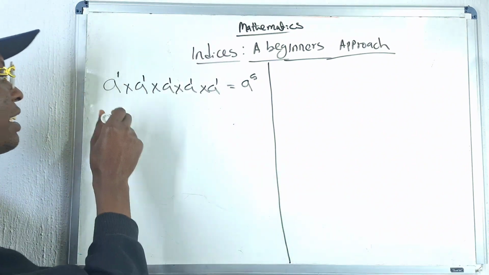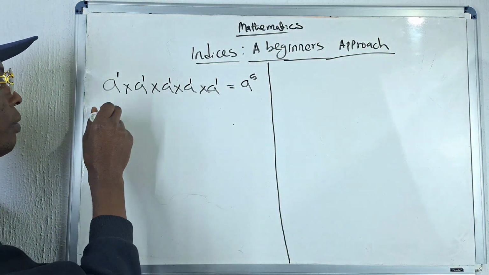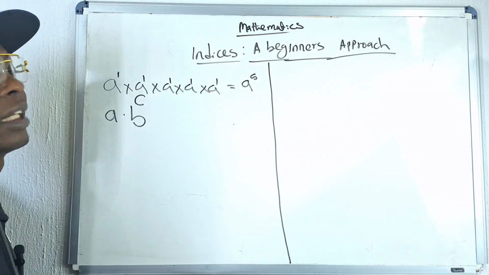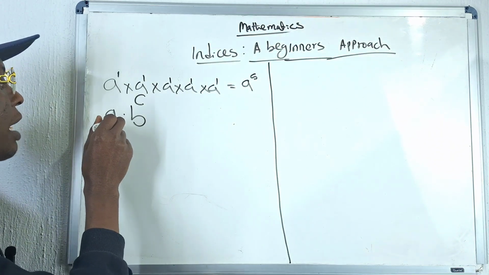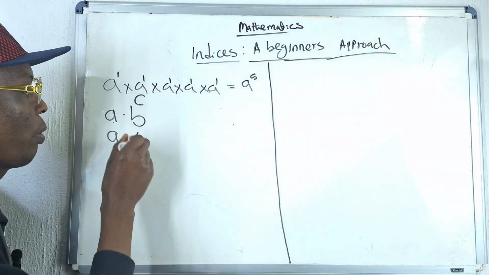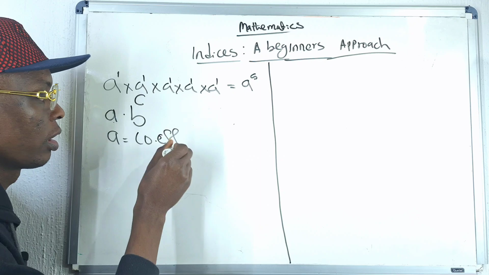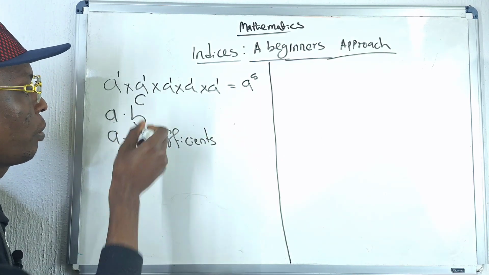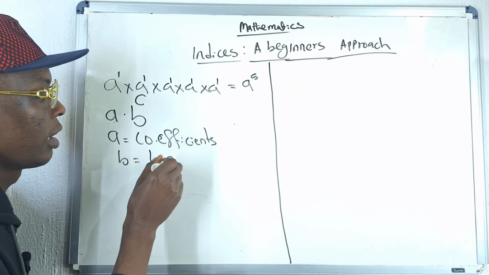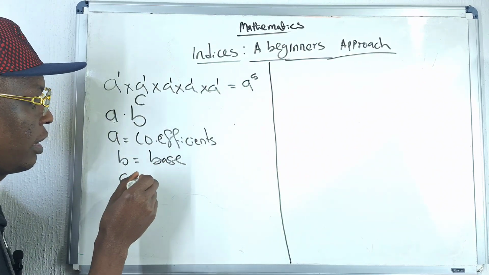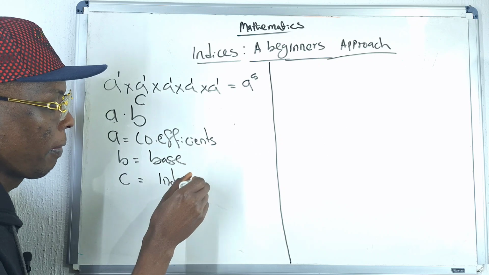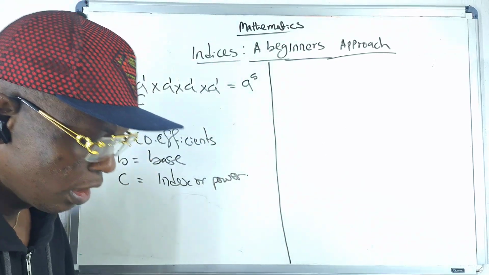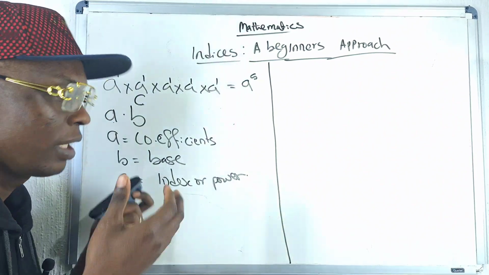So in indices, you're expected to have A dot B raised to power C. This is how it comes. Sometimes the A here is your coefficient, the B here is your base, and the C mostly is your index or power, to which the base is always raised. So this is just an introductory class to indices.